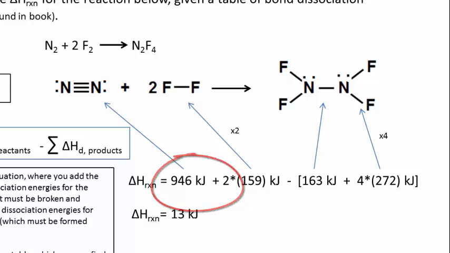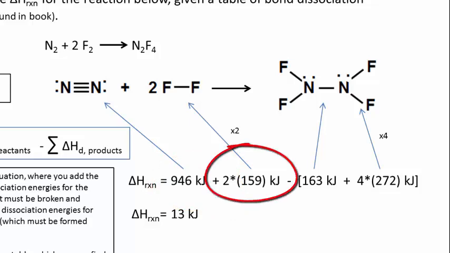That's a unit of measure of energy, of course, kilojoules. Plus 2 times 159 kilojoules, the energy required to break a fluorine-fluorine bond. Why 2? Because if you notice the stoichiometry in this balanced reaction, I'm doing this for 2 diatomic fluorines. I didn't draw the other one, but it's there.